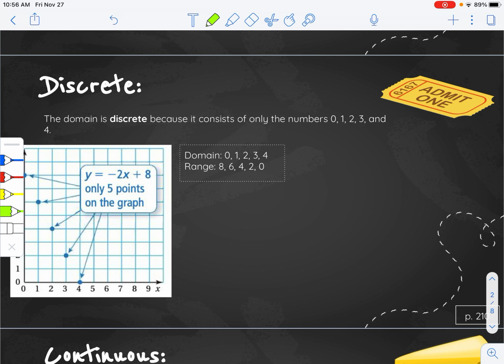So the term discrete: the domain is discrete because it consists only of the numbers 0, 1, 2, 3, and 4. The example that the book gives is someone selling tickets, and for every ticket, here is the equation that you can use to get the price. So our domain is 0, because you could sell 0 tickets, 1, 2, 3, or 4, because they must have only up to 4 tickets or something like that.